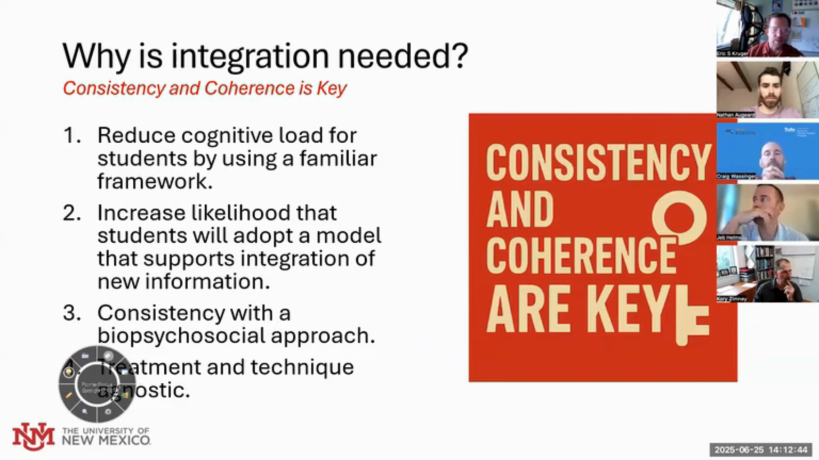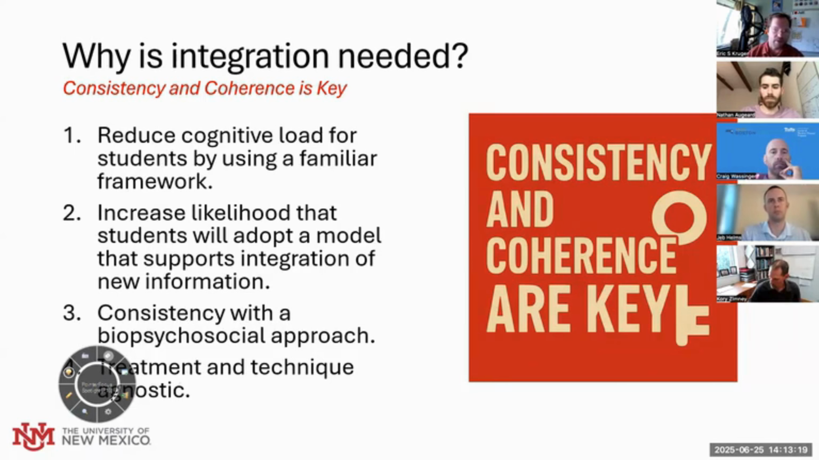Consistency and coherence. We need to reduce the cognitive load for our students by using a familiar framework. Currently, and this is a personal gripe of mine, certainly an editorial, my own opinion, we have this proliferation of models in neuro, pain, movement, different aspects of the movement system. And from a student perspective, trying to learn how to apply, select assessment and move to intervention, it becomes very confusing when you have different models that are essentially a reconfiguration of the same variables.